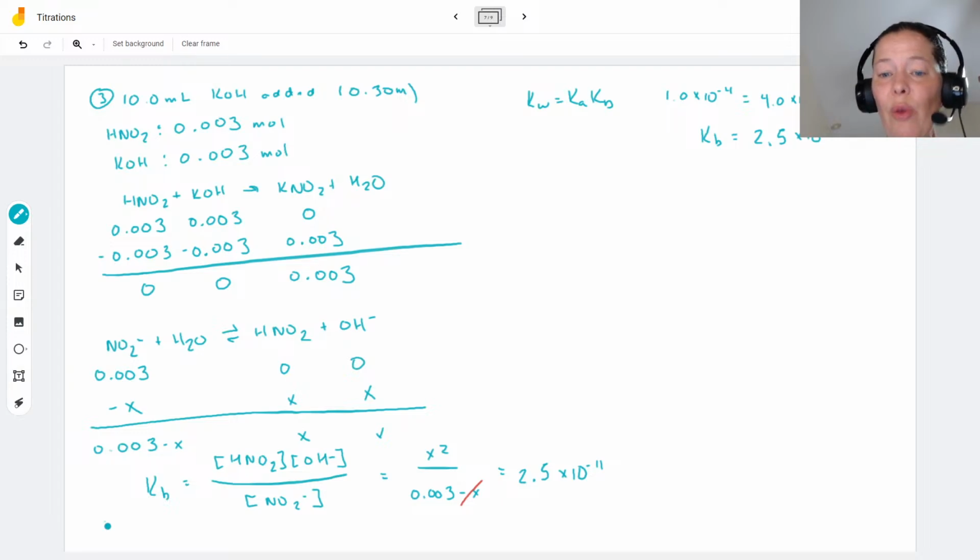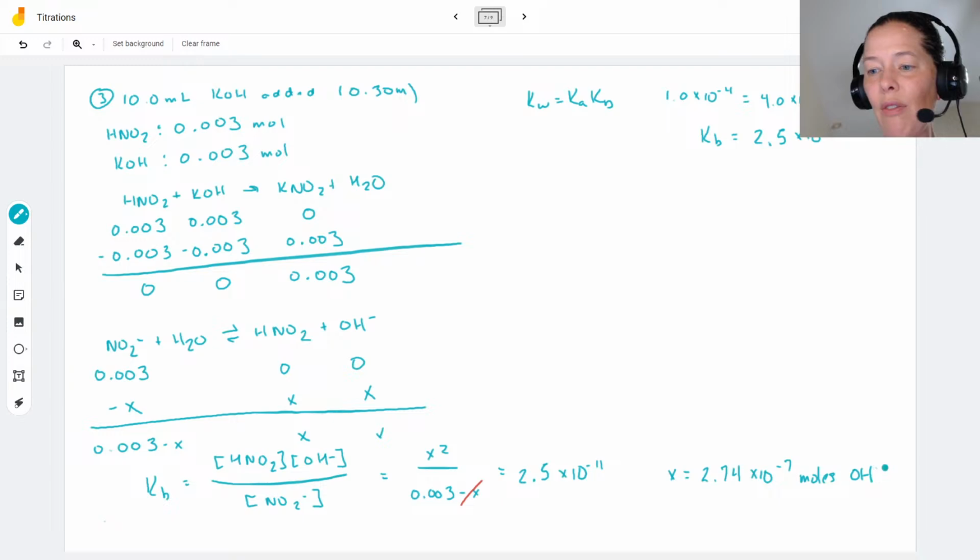Okay, so now we can solve for x, and x is pretty easy to solve for. So I have an x of 2.74 times 10 to the negative 7th. Okay, so this is moles of hydroxide. Remember your table here. This doesn't look like an X, but that is an X. And these are moles. I started with moles here.